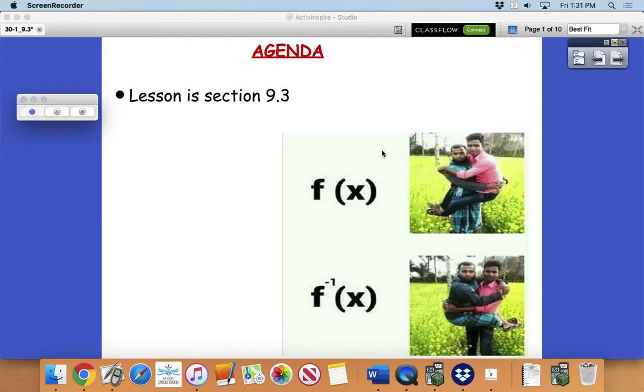Students, today we're doing lesson 9.3. You guys get the inverse function. So remember, inverses can be written as f of x if that's a function, and then the inverse function would be written as f with that -1. So that's the inverse of x. See how it swaps?